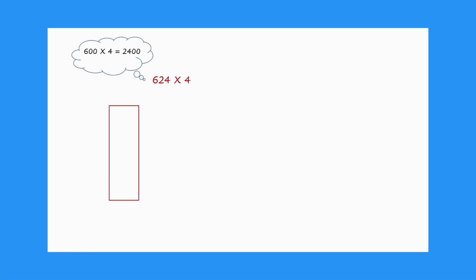For my estimate, I chose to round down to 600 times 4. I know 6 times 4 is 24, and this problem is 100 times bigger, so 600 times 4 is 2400. I know that this estimate will be lower than my actual product because I rounded down. Okay, let's start with the area model.